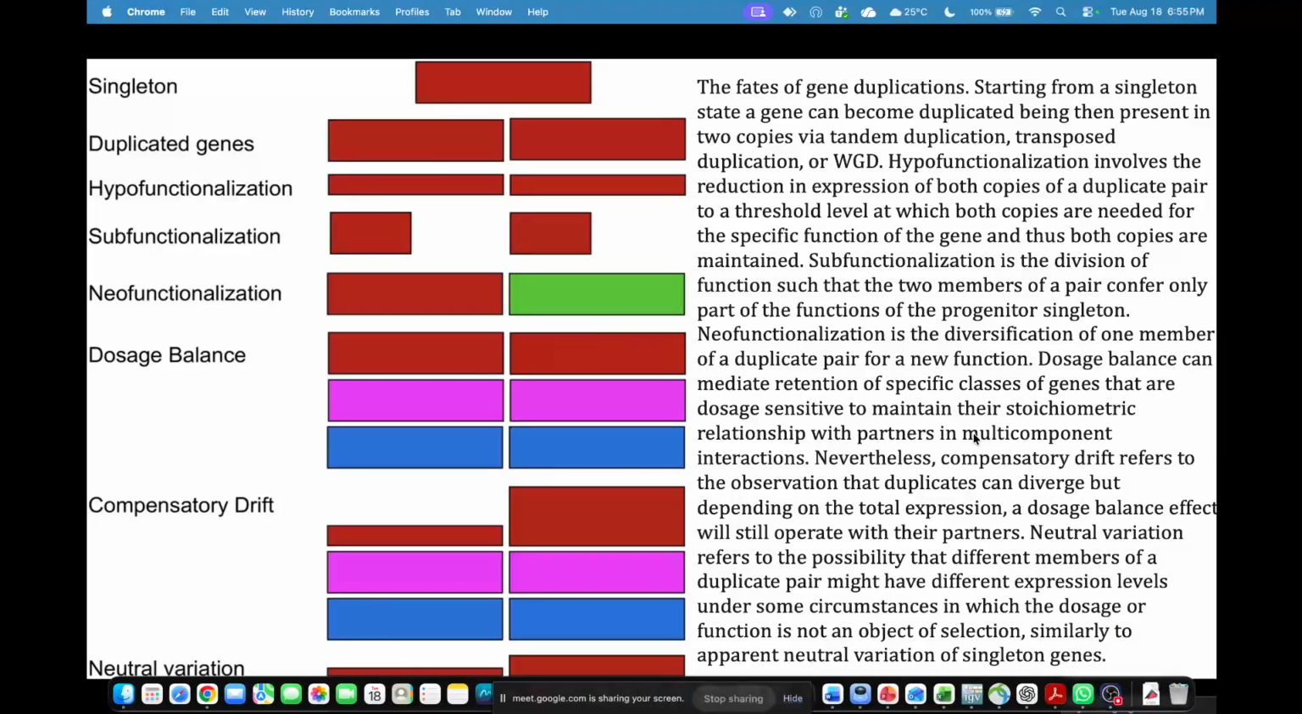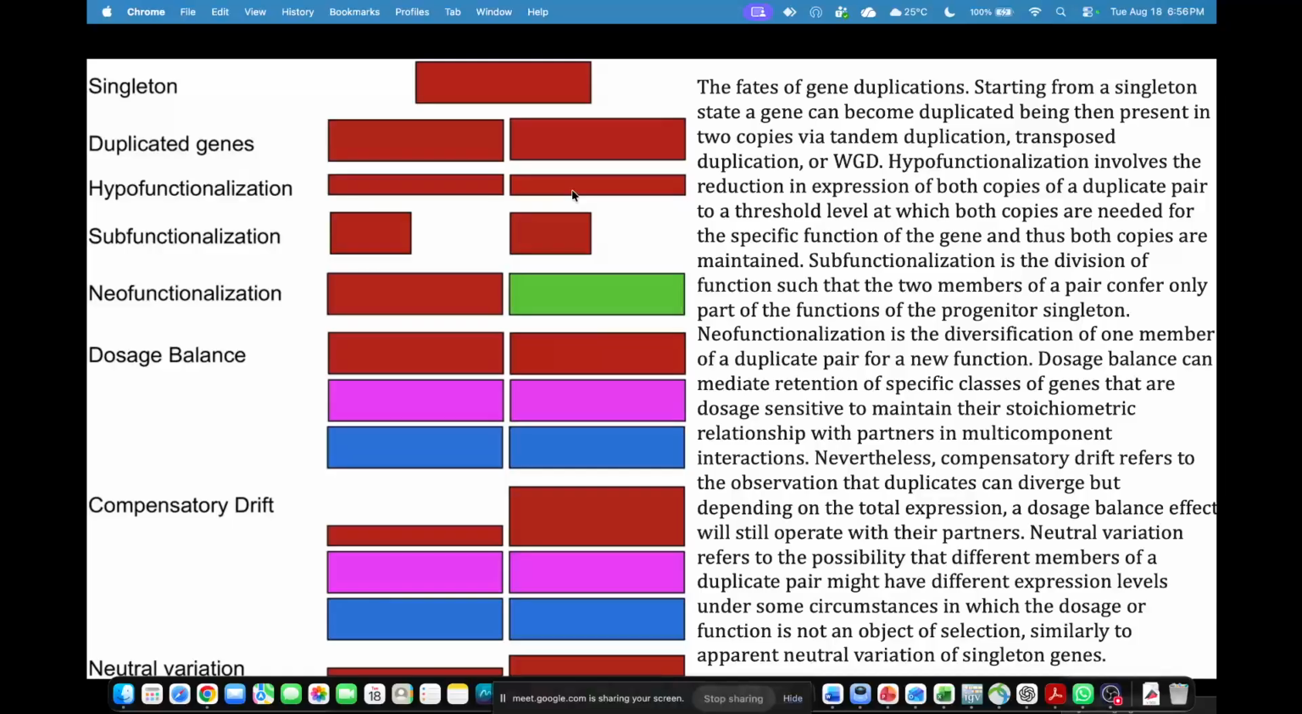So these are different levels of functionalization that can happen with respect to whole genome duplication. This image itself is quite intuitive. What happens is you have a singleton gene, then you have a duplicated gene. This gene is duplicated into two. Then what can happen is hypofunctionalization. Some part of the work of that gene would be taken up by the first copy, the second part would be taken up by the second copy. So the width is reduced, whatever you want to call it. Right.